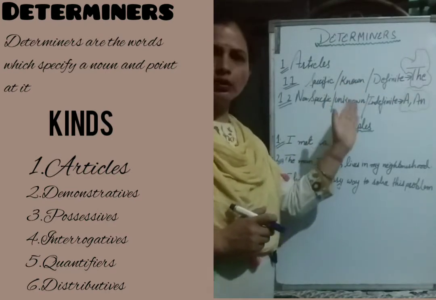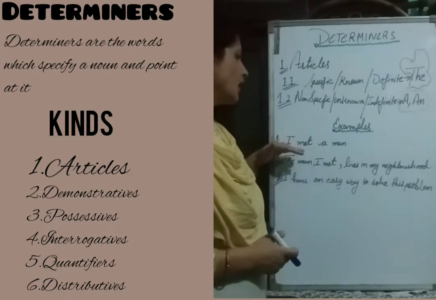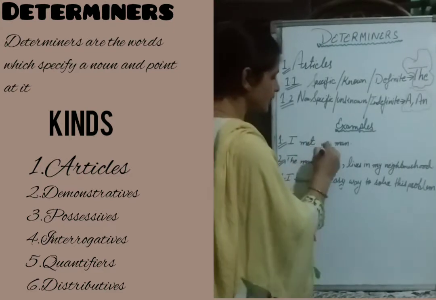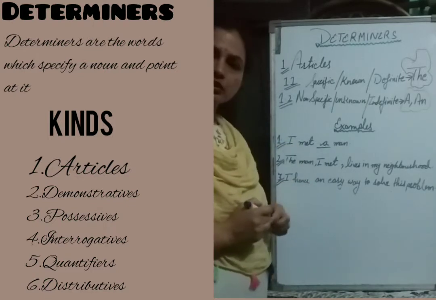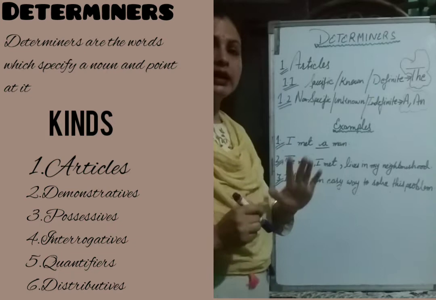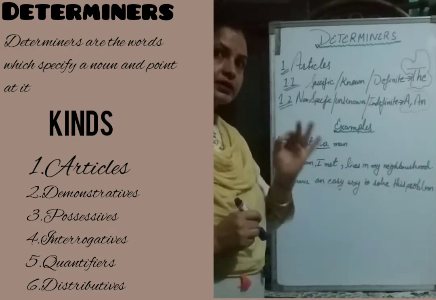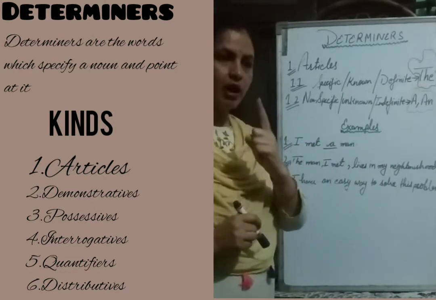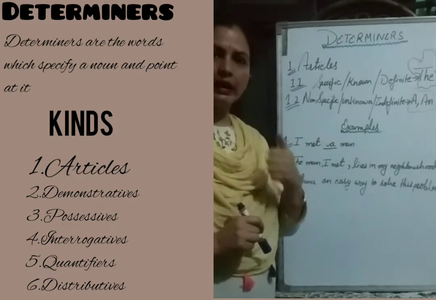Now let us try to understand these better with the help of examples. First, I met a man. Which article is used here? That is the article a. Why have we used this article a? Because the man whom I met is unknown to me. And the second thing is that it is only one man. I met only one man. So that's why we have used the article a here.